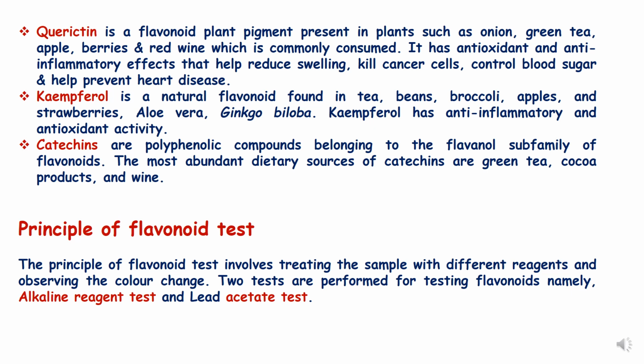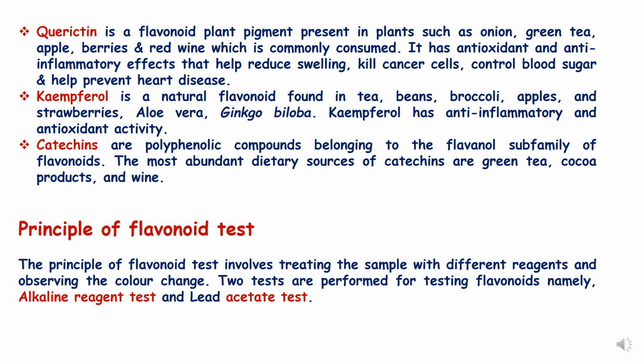Kaempferol is another natural flavonoid, and it is found in tea, beans, broccoli, apples, and strawberries, as well as aloe vera and ginkgo biloba. Kaempferol has anti-inflammatory and antioxidant activity. Another example of a flavonoid is catechins, which belong to the flavanols family of flavonoids. Their most abundant dietary sources are green tea, cocoa products, and wine. So these are some of the examples of flavonoids which I have taken. Besides these examples, there are several others.